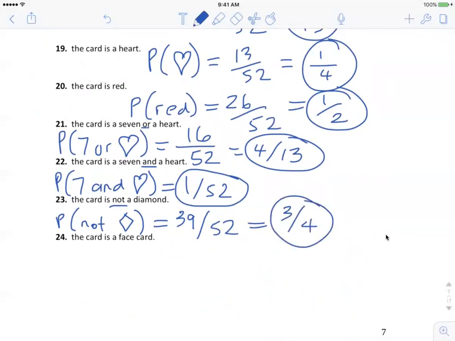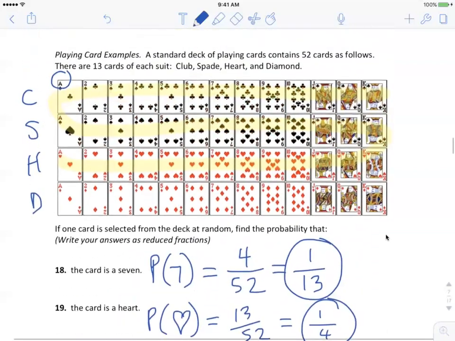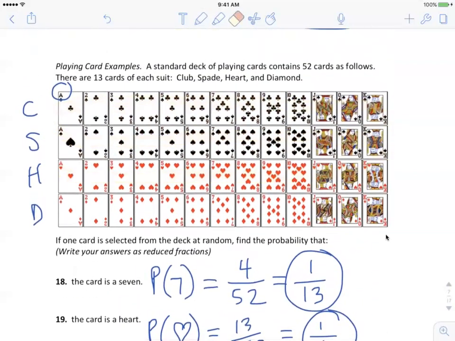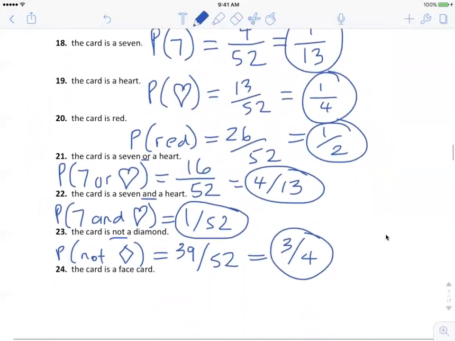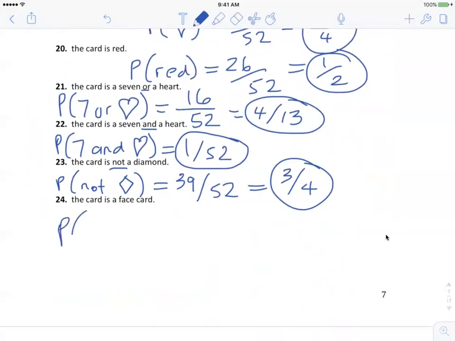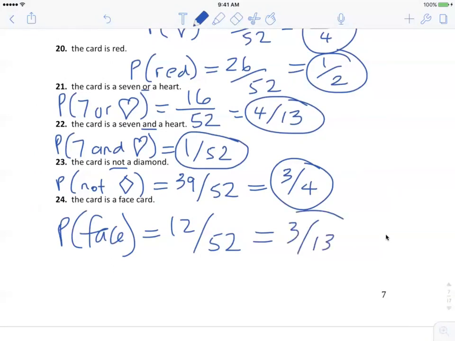The card is a face card. Face cards have faces on them. That's all these guys over here. I just highlighted all the face cards. Looks like I'm counting 12 of them. So that's 12 out of 52. Probability of face, 12 out of 52. I think both of those are divisible by 4. So 3 out of 13. Final answer.